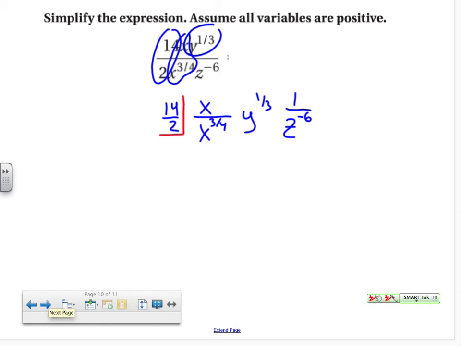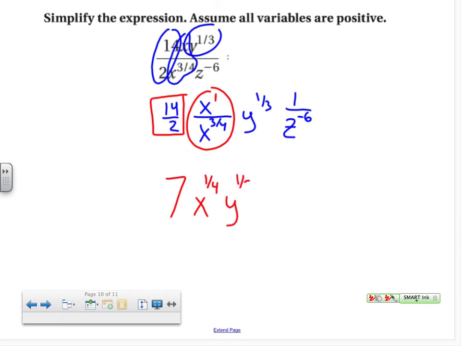14 over 2, that's just division. Division of numbers is just division, so that's 7. Division of exponents, you need to look at the exponents and subtract them. You don't see it here, but there's a 1. That's the only number we can put there without changing it. So we'll subtract those. 1 minus 3/4 is 1/4. Y to the 1/3 is fine. And what do we do with the negative exponent? Well, the negative exponent is a fraction. If it's already a fraction, we're going to bring it up, and it becomes z to the 6th.